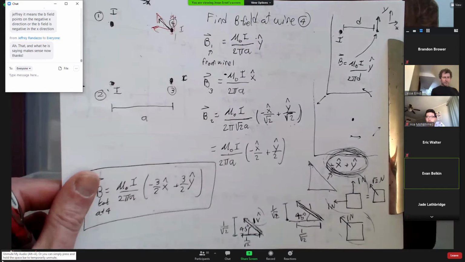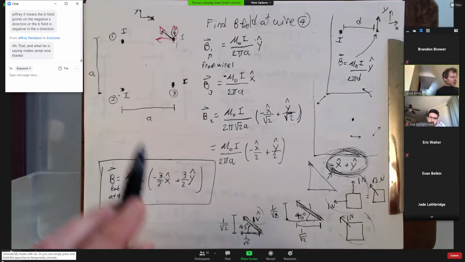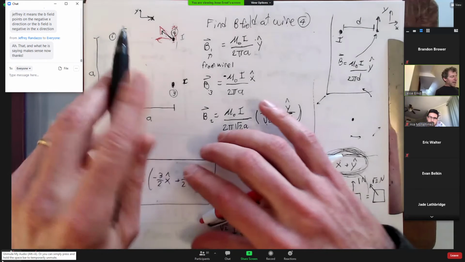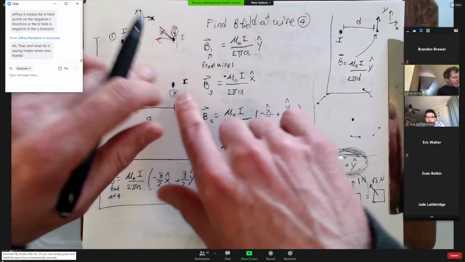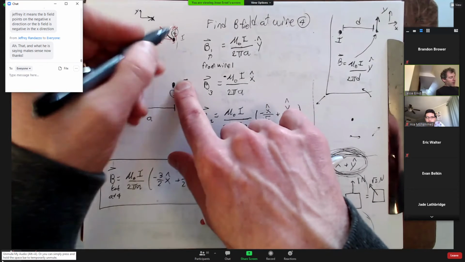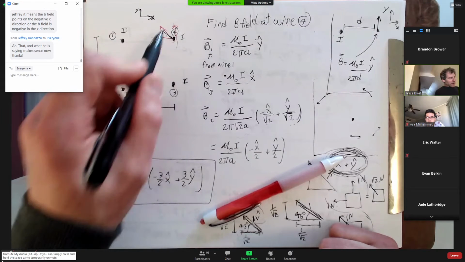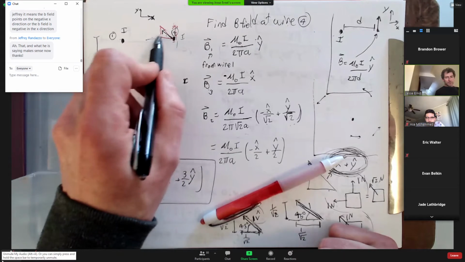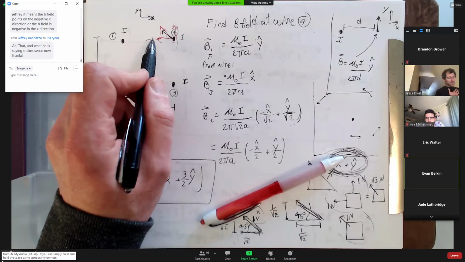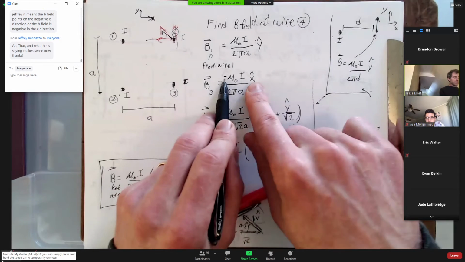Wait, so for B3, if you're going from 3 to 4, it's going straight up, right? No, don't think that. This is not like E fields. You're saying there's a wire 3 here, and there's this wire 4. The B field at this location in space, caused by this wire being there, is this way. It's to the left. Yeah. So that's why we got a minus X hat on it.